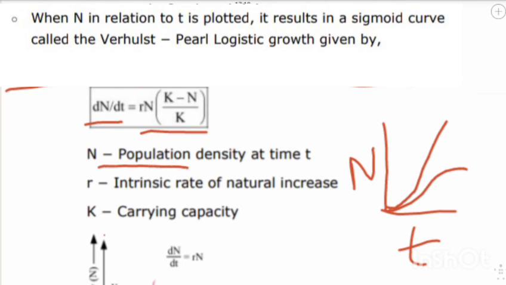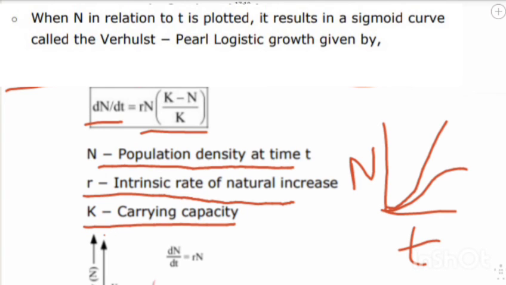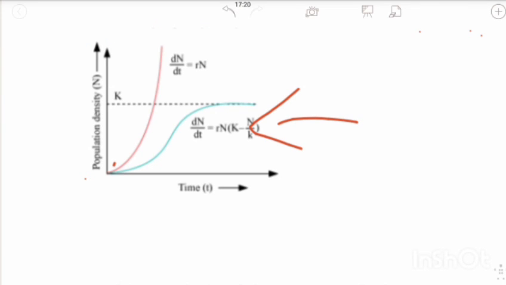N is the population density at time t, and r is the intrinsic rate of natural increase. As I said earlier, r is equal to b minus d, birth rate minus death rate. K is the carrying capacity. This is the sigmoid curve. It is a graph where population density N versus time t is plotted, and we get this type of curve, the sigmoid curve, known as Verhulst-Pearl logistic growth, given by dN/dt equals rN (K minus N)/K. Very simple.